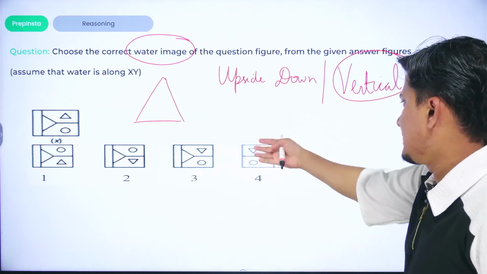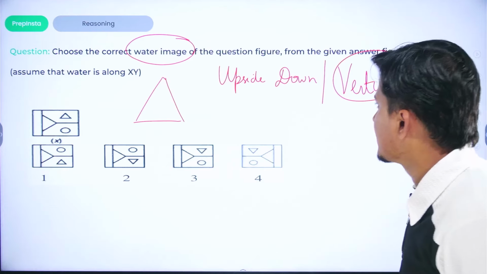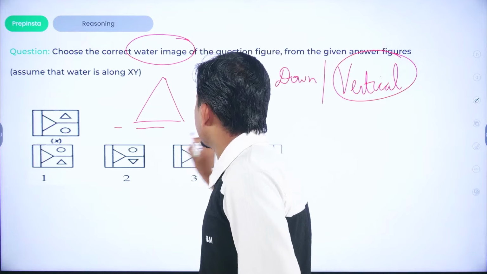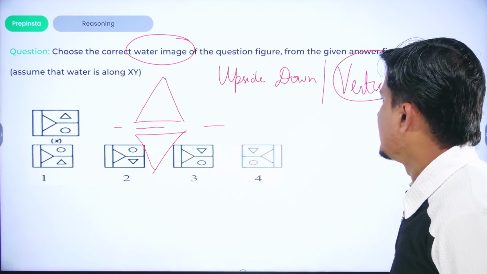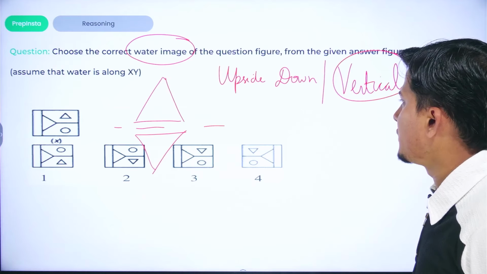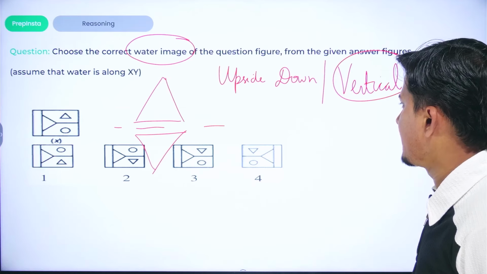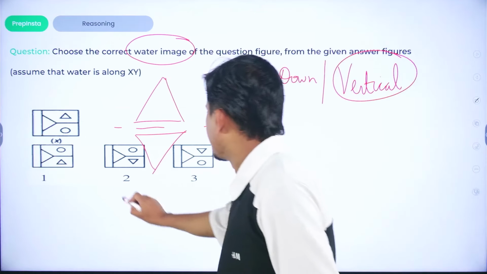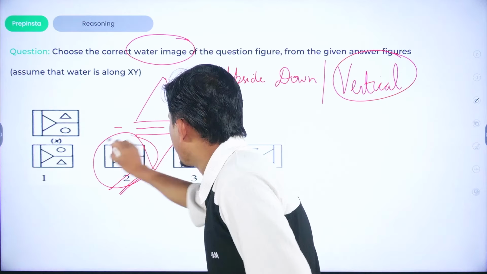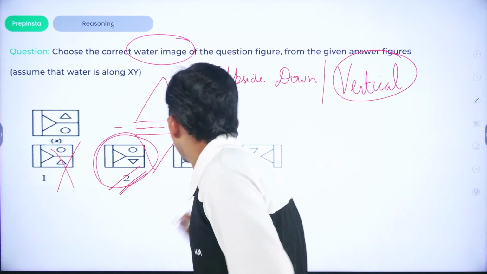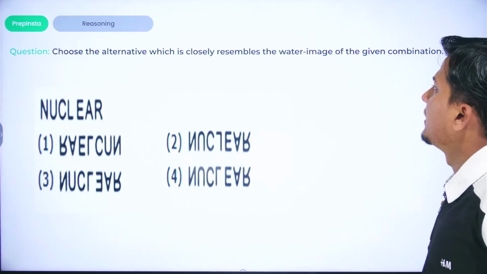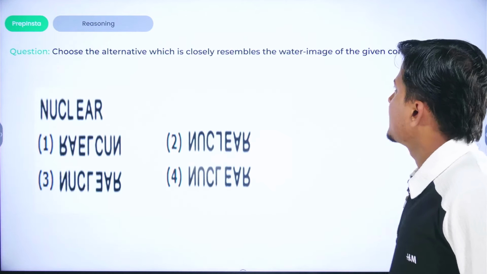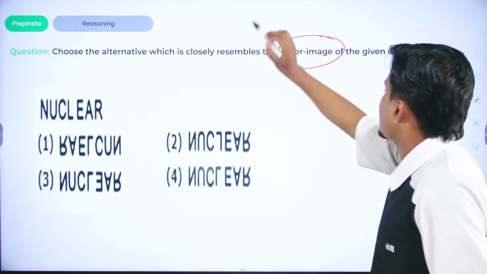So if we see all the options clearly, the water image would be like this, an upside down image. So let us quickly check which option fulfills our assumption. This option would be the true option, all the other options would be eliminated, only the second option would be the right one.